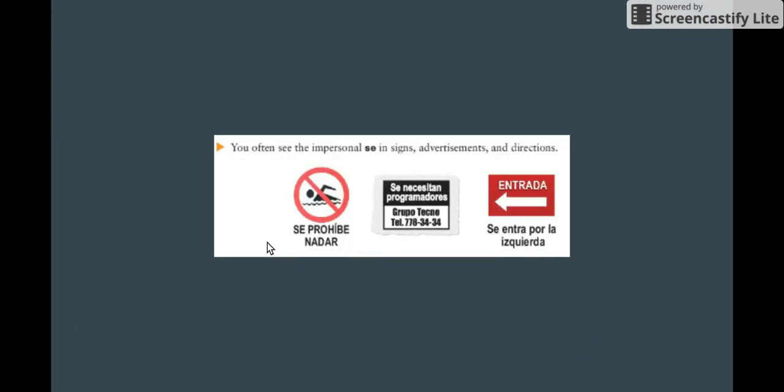One way you see these impersonal statements is with general signs. So se prohíbe nadar, swimming is prohibited, or no swimming allowed. Se necesitan programadores, programmers needed. Entrada: se entra por la izquierda, one enters through the left. For all of these, it's not talking to a specific person, it's just a general impersonal statement.